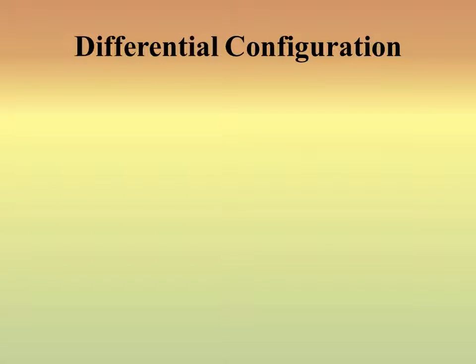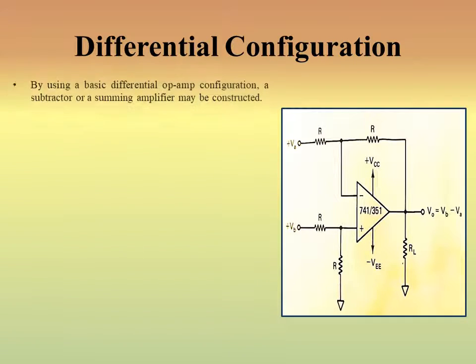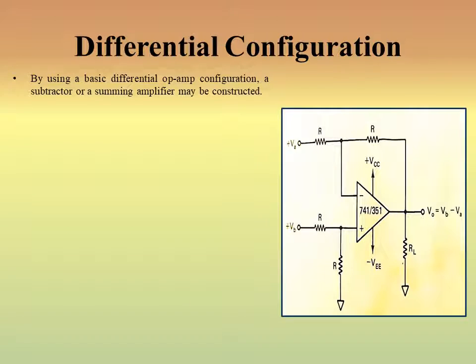Now we will discuss the differential configuration. In differential configuration, as shown in the figure, the inputs are applied at both the inverting end and non-inverting end of the operational amplifier. So its basic application can be a subtractor or a summing amplifier. We'll discuss both. First we'll discuss how this configuration can act as a subtractor. By using a basic differential operational configuration, a subtractor or a summing amplifier may be constructed.